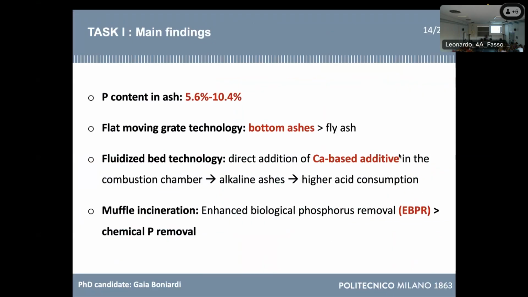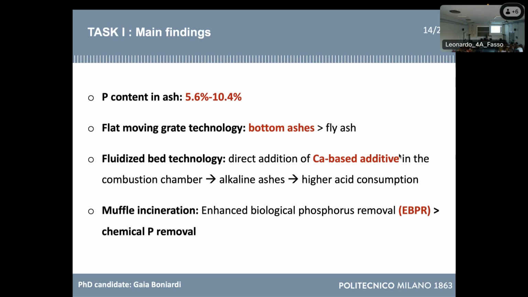So the main findings of the first task are reported here. The phosphorus content in the ash varied between 5 and 10%, depending on the incineration technology we used. And we observed that the lowest phosphorus content was related to the incinerator of Milano San Rocco, because they dosed calcium carbonate additives directly into the combustion chamber, which somehow diluted the phosphorus concentration in the ash.